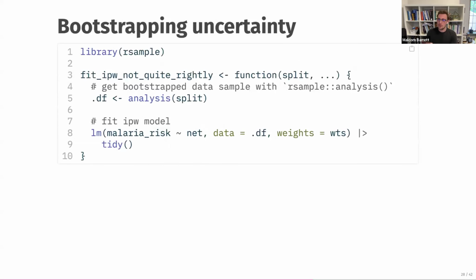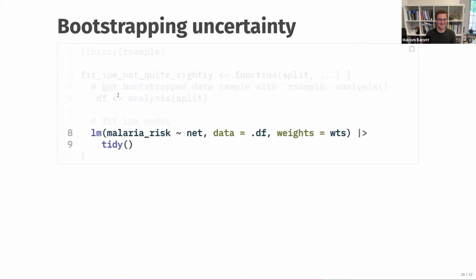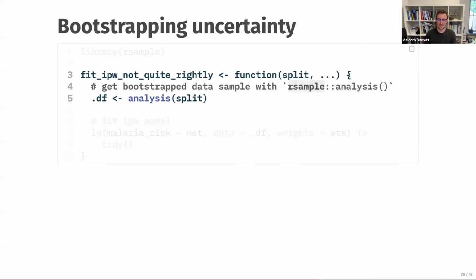So there actually is a closed form solution to this for propensity scores, but for a lot of causal inference problems, there's not. And so often you'll need to bootstrap the entire causal modeling process in order to get that answer. And so here I've got an example of fit IPW, inverse probability weighting, not quite rightly. So first I'm going to use the bootstrap from the rsample package from the tidymodels ecosystem. Of course, you can use boot or any other tool that you like for bootstrapping. It's not relevant, but I like rsample a lot.